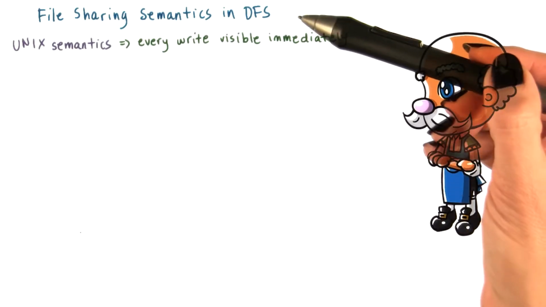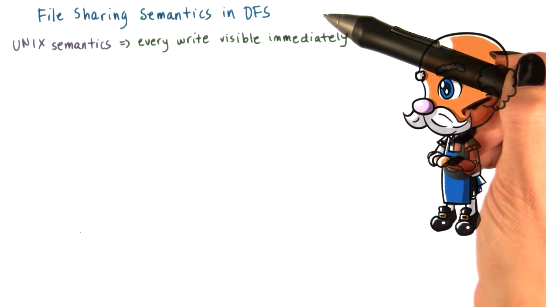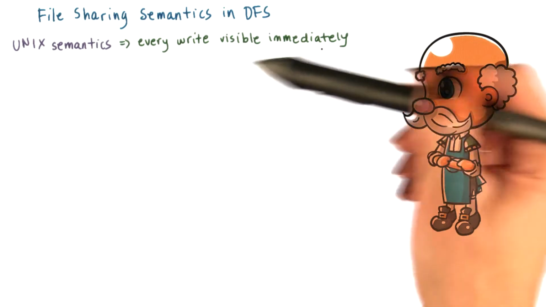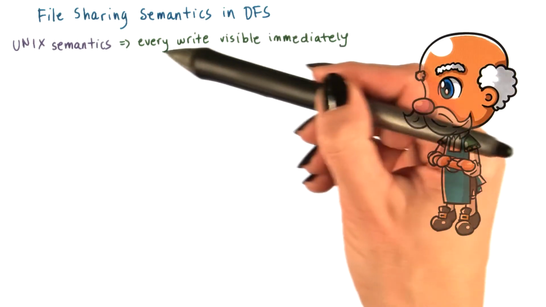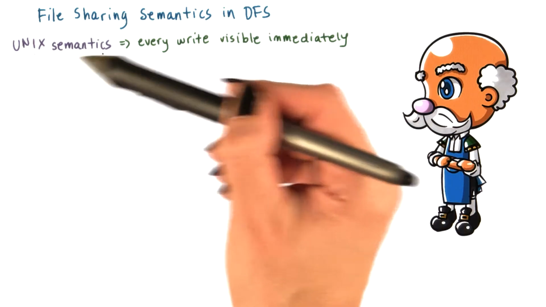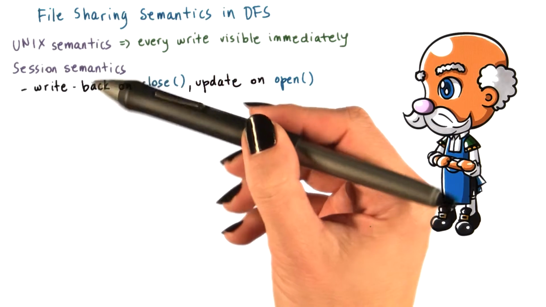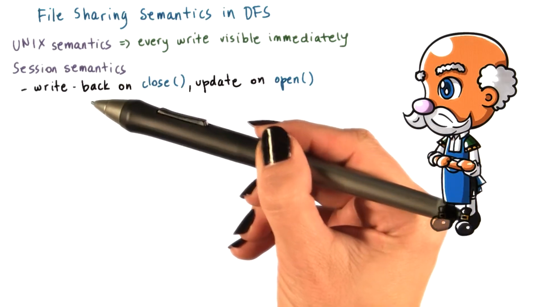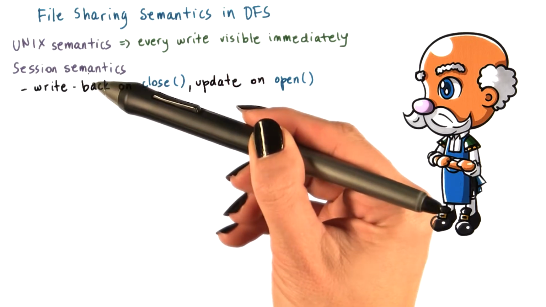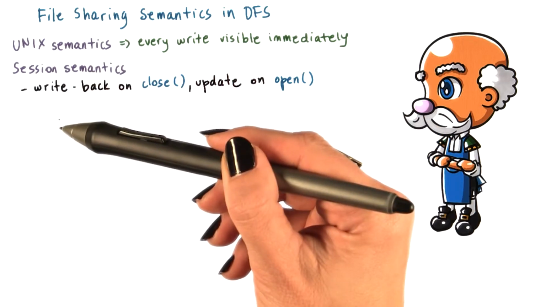Let's see what are some possible meaningful file sharing semantics for distributed file systems. As a baseline, we will contrast this to the case when the file system is on a single machine where every write is immediately visible, and this is what's referred to as Unix semantics. Something that makes sense to do is to enforce what we call session semantics. Whenever a file is closed, the client writes back to the server all of the changes that it has applied to that file in its cache.